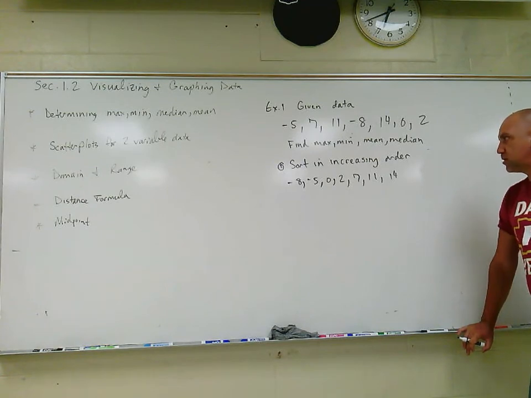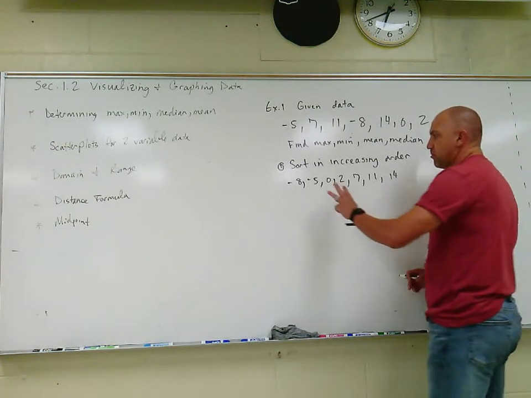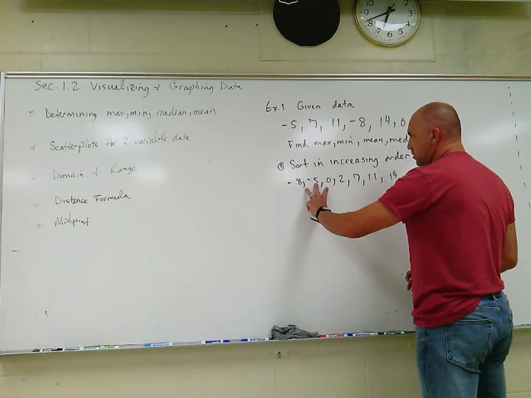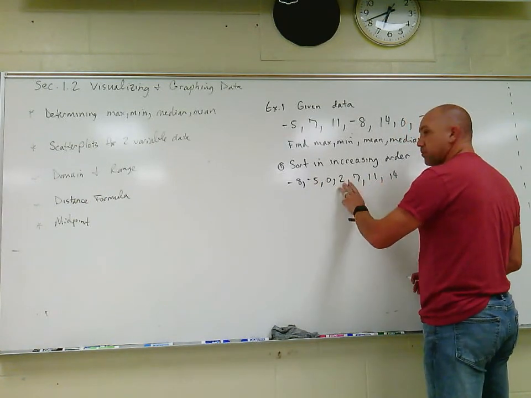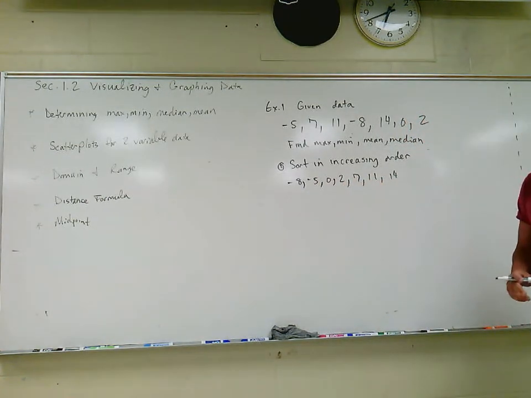And also, you should be able to get the median, right? Because if you can see, there's 3 numbers here to the left of 2, 3 numbers to the right of 2, so our middle number would be 2.